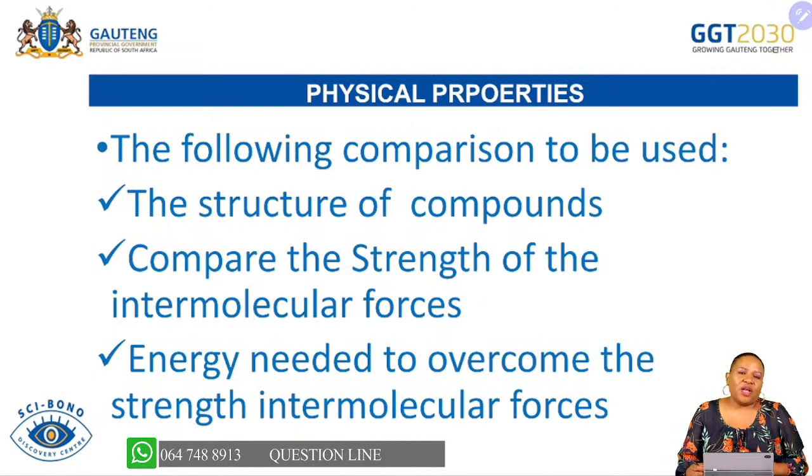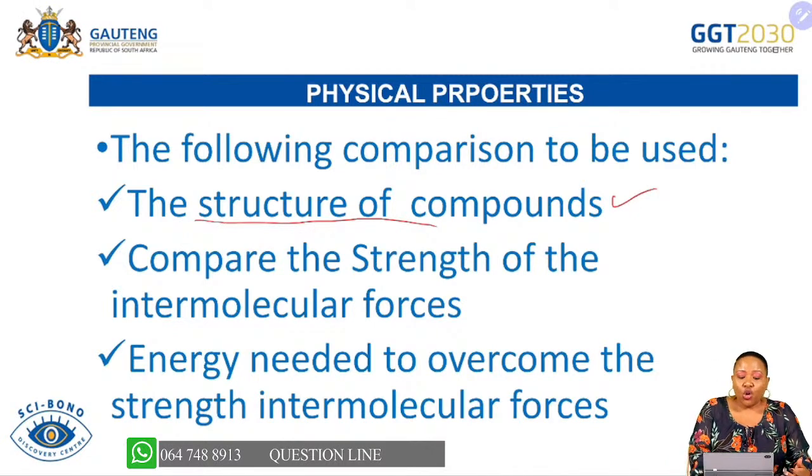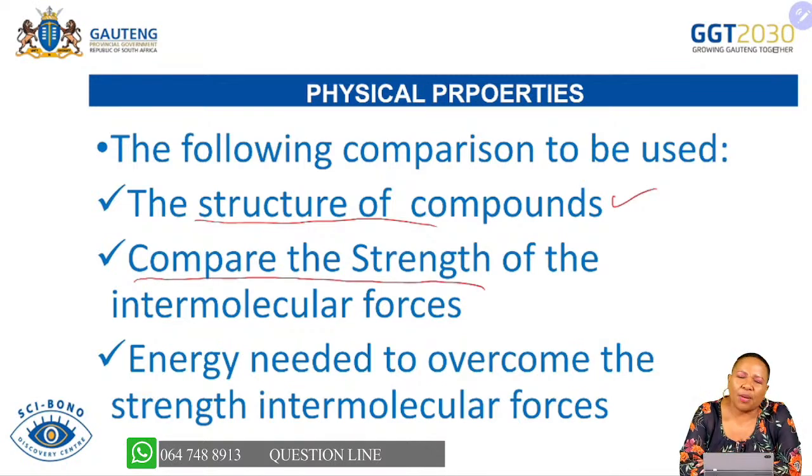So these are the bullets that we can use on how to compare, because as I advised you before, it is very important that you use bullet form to show the comparison. So you will talk about the structure. You will say what makes the structures of the compounds different. Is it the chain length? Is it the branching? Or is it the type of intermolecular force? So the structure will tell you what makes the 2 compounds or 3 compounds or 4 compounds that you are comparing different. You also look at the comparison of the strength of the intermolecular forces.